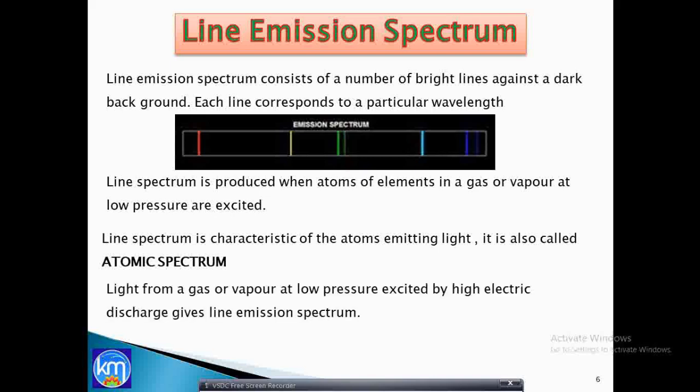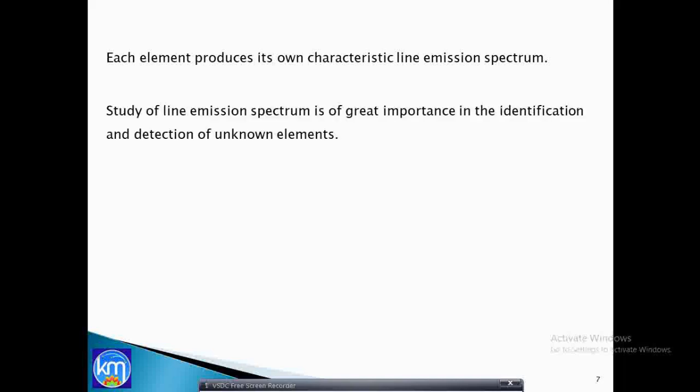As I said, light from a gas or vapor at low pressure which has been excited electrically, that is, a sodium vapor lamp or mercury vapor lamp, will give out the line emission spectrum. This is a signature of the atoms. Why? Because each element produces its own characteristic line spectrum, so it is different from one atom to another.